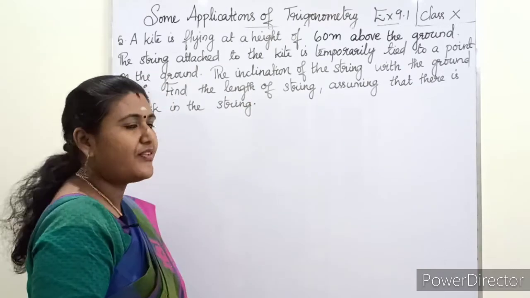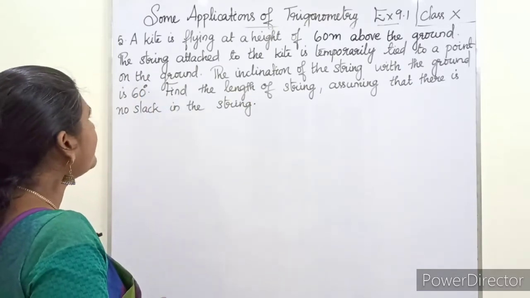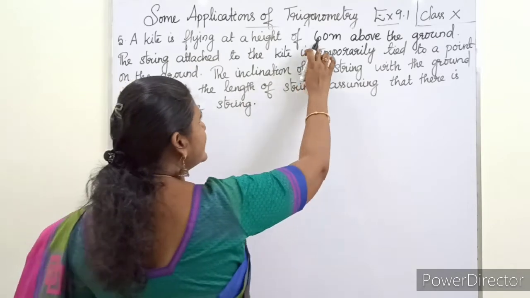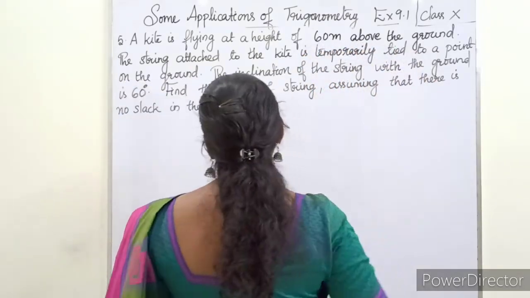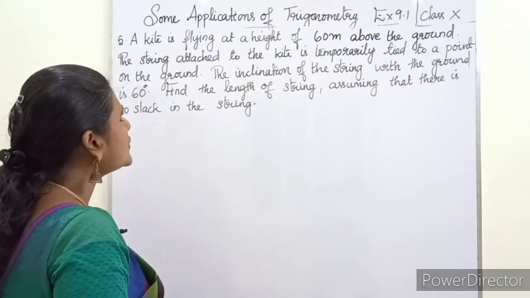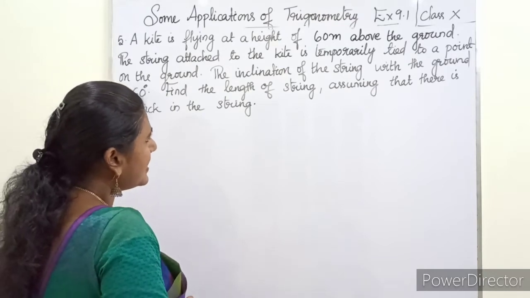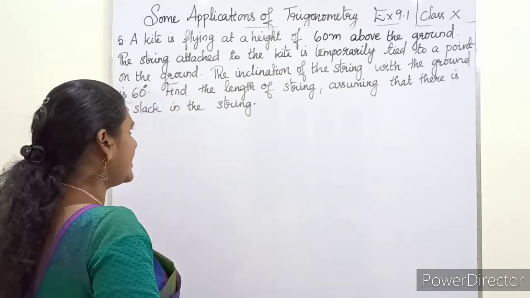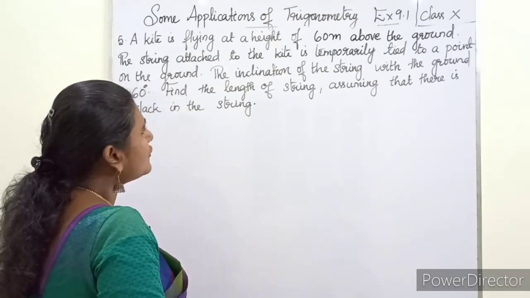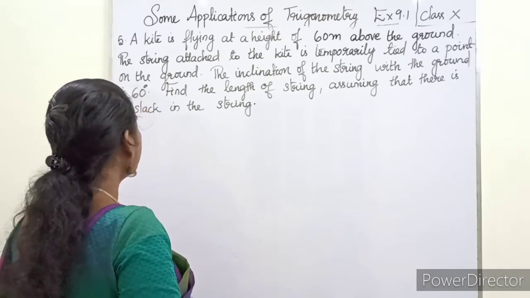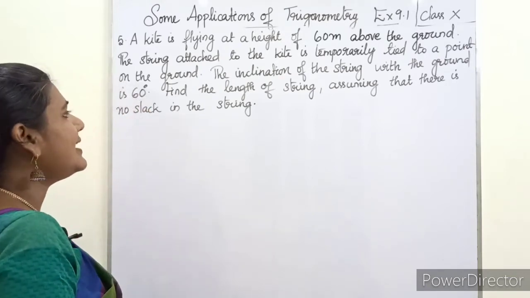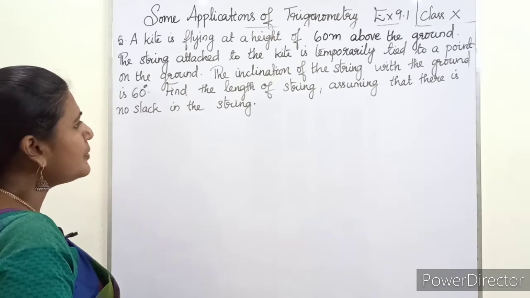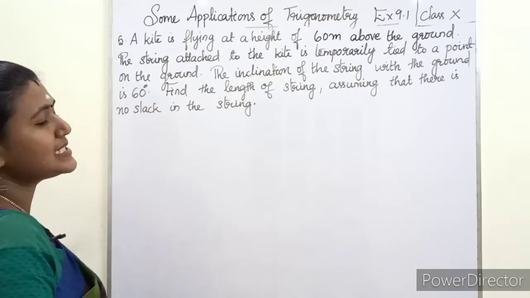So question number 5. A kite is flying at a height of 60 meter above the ground. The string attached to the kite is temporarily tied to a point on the ground. The inclination of the string with the ground is 60 degree. Find the length of the string assuming that there is no slack in the string.